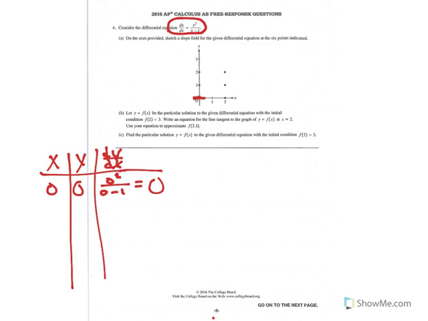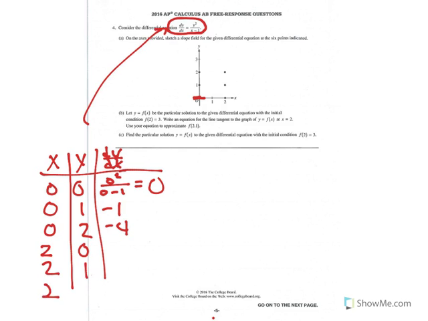I can write down all the other values I need. 0, 1, 0, 2 has a slope of negative 1 and negative 4. That's by plugging those numbers into that equation. And then my other points are 2, 0, 2, 1, and 2, 2. And I get values of 0, 1, and 4.